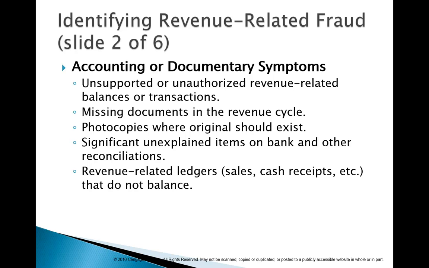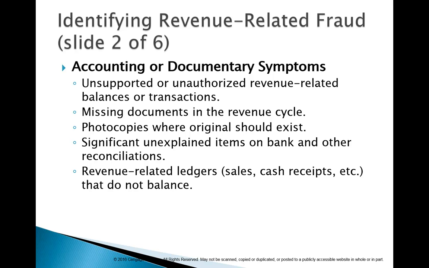And then the other thing is a significant number of unexplained items in bank and other reconciliations. This isn't just true of revenue frauds, it's true of a lot of frauds. If they have a lot of reconciliations and there are a lot of unexplained items, well, obviously the unexplained items could be the fraud. So you have to ask about those, and if you can't get legitimate explanations for these unexplained items in the reconciliations, then you have to consider fraud as a likelihood.